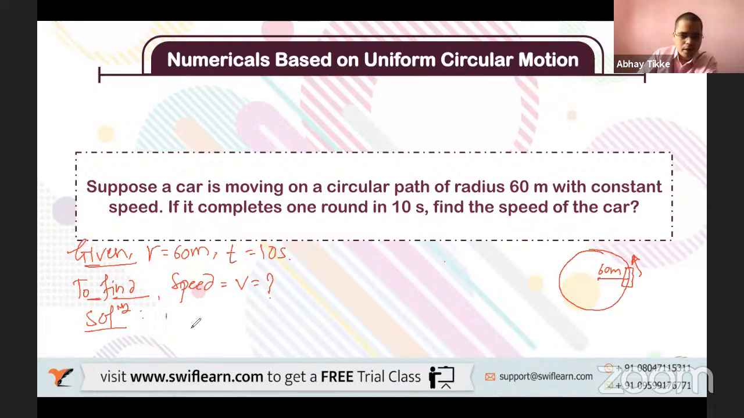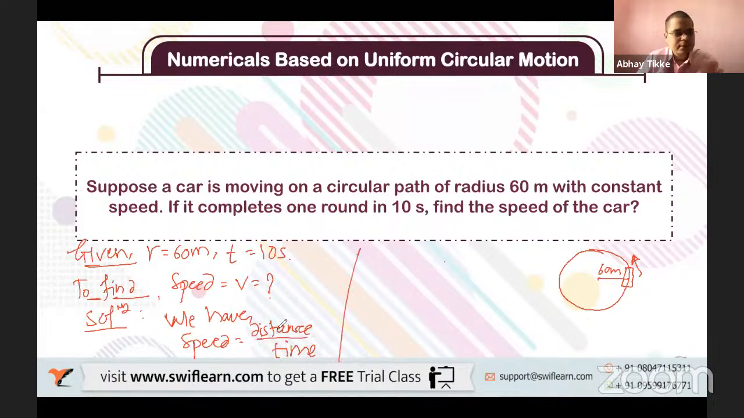We know that speed is equal to distance divided by time. Now what will distance be here? Distance is the distance traveled in the circular path, the circumference, right? So speed v is equal to 2 pi r, exactly, 2 pi r is the circumference of the circle, divided by time t.